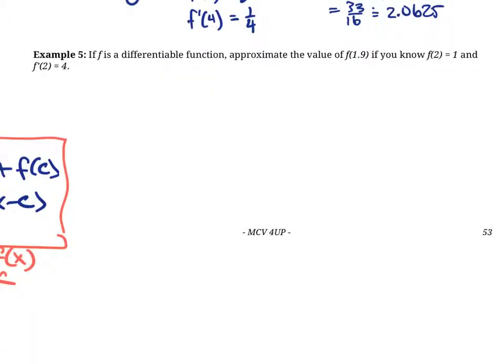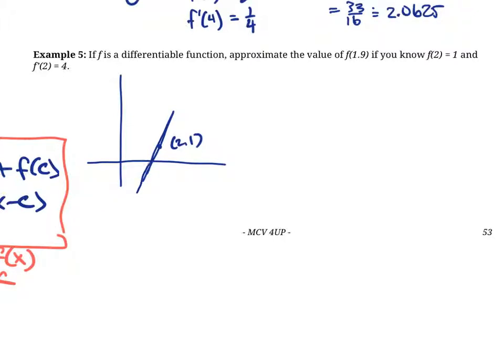So it sometimes helps to sketch something like this out. We have the function at 2 equals 1. So we're going to have a point 2, 1. That's a point in the graph. And we know the slope at that point is 4. So that means we're going to have a slope that's pretty steep like that, right?